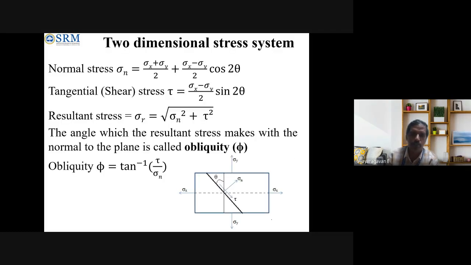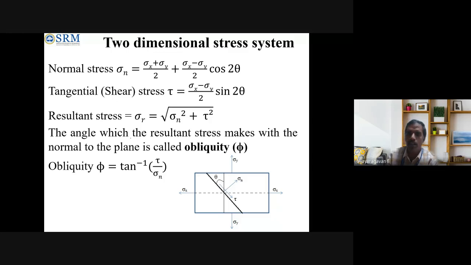Now the two-dimensional stress system. In case of a two-dimensional stress system, there is stress acting in both x and y direction. No need to derive the formula, directly remember it. Normal stress is given by sigma x plus sigma y by 2 plus sigma x minus sigma y by 2 into cos 2 theta. Similarly, tangential stress is this, resultant stress is this.